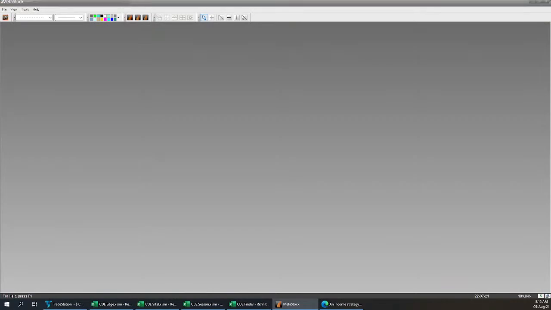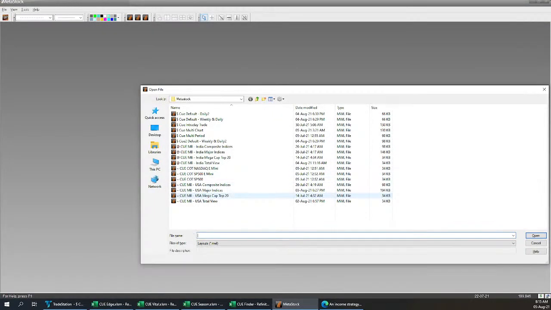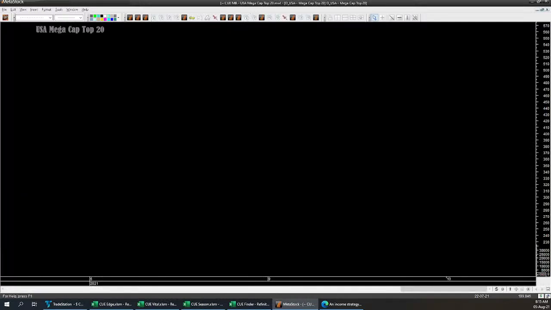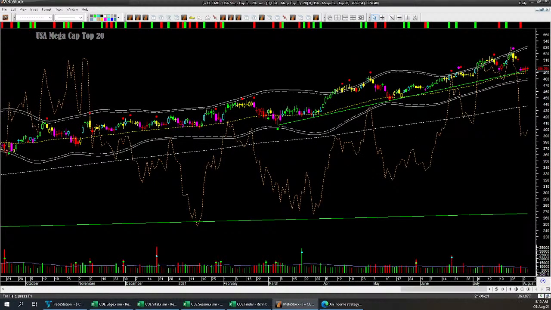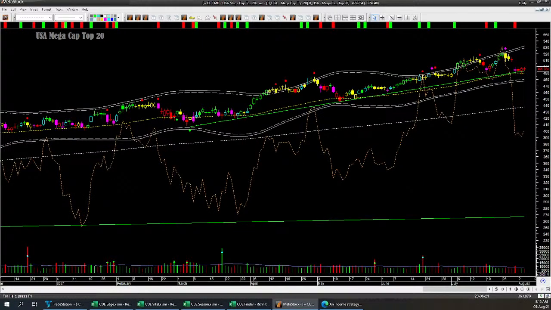What about internals? Q global market breadth. Let's see how the mega caps are doing. This is the Q global custom index mega cap top 20. Mega cap top 20 custom index displayed bearish headwind at the very top, and then it sharply dropped and found support right at the trendline support.